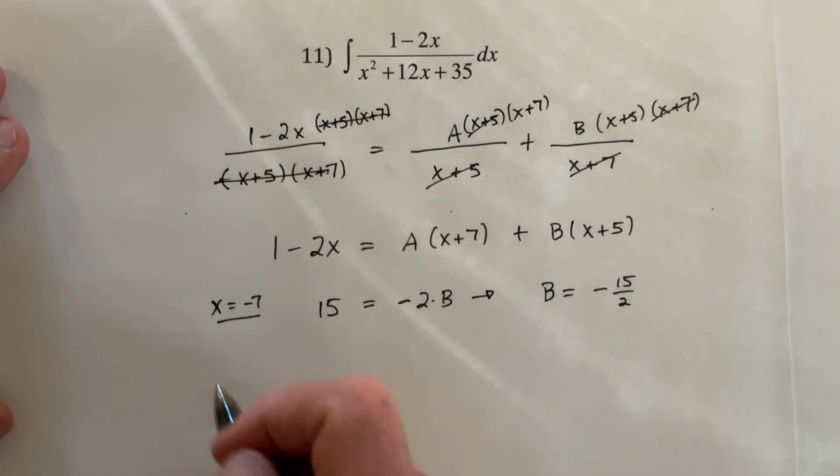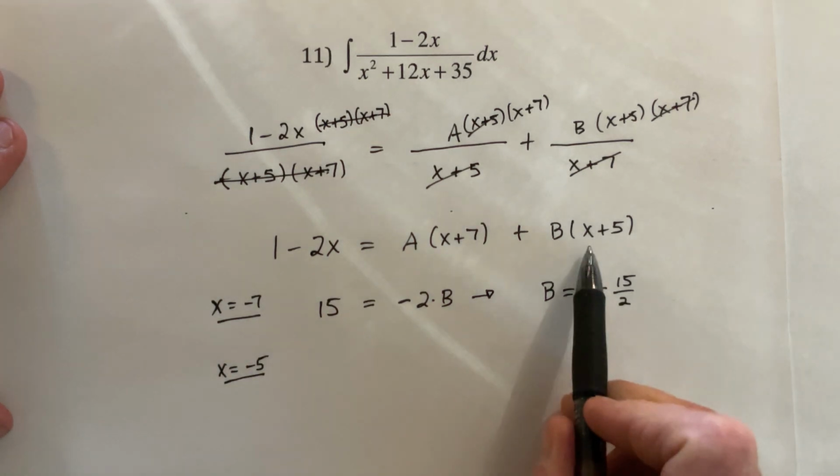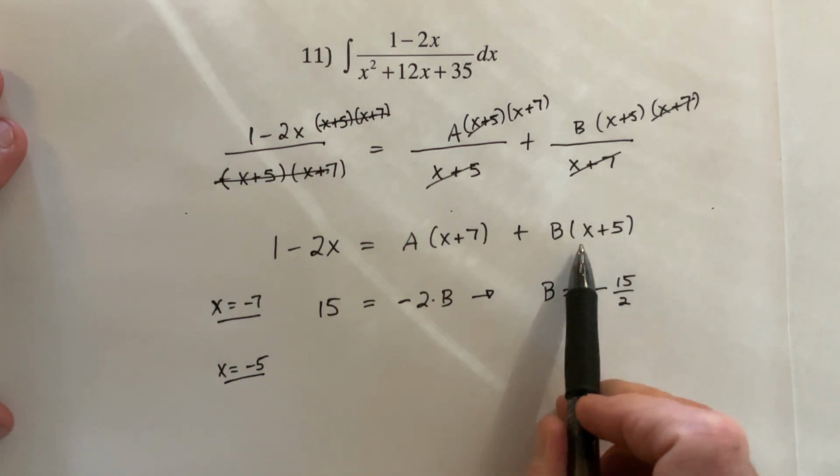The next thing to do is pick another number, like x equals -5. And when you put a -5 in here, this part is going to cancel.